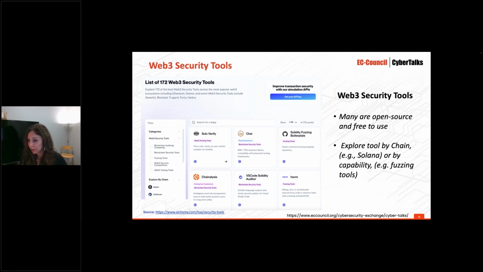Chain analysis is another tool that's often used by those who are doing forensics when something bad has happened and now you're trying to trace transactions on a blockchain. Chain analysis is a tool that helps with tracing those transactions.